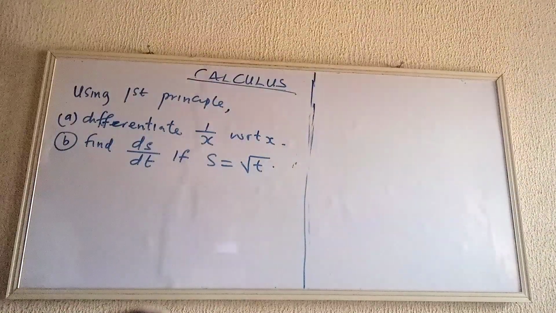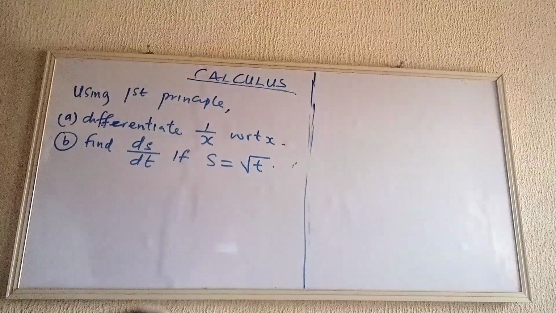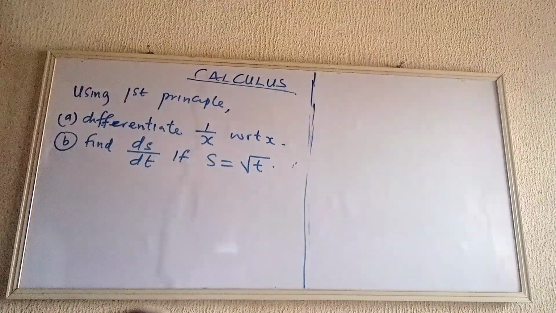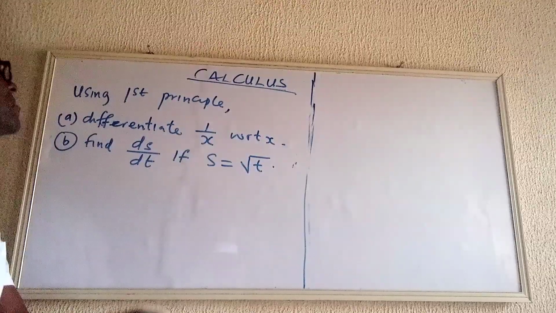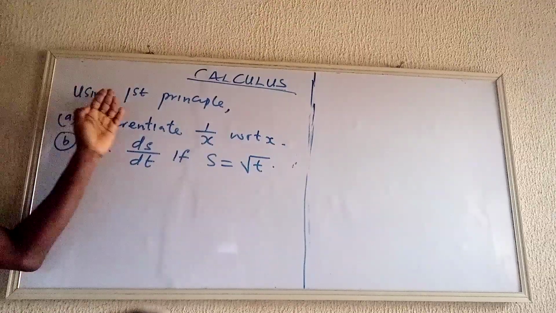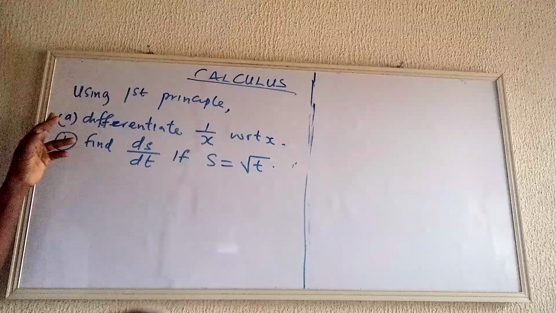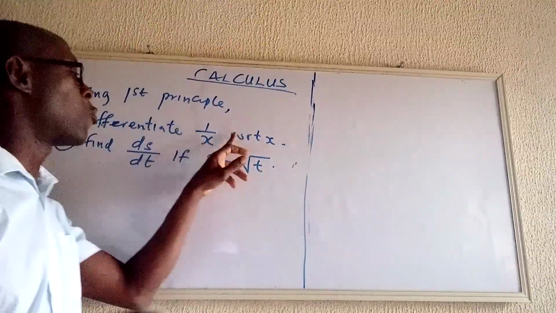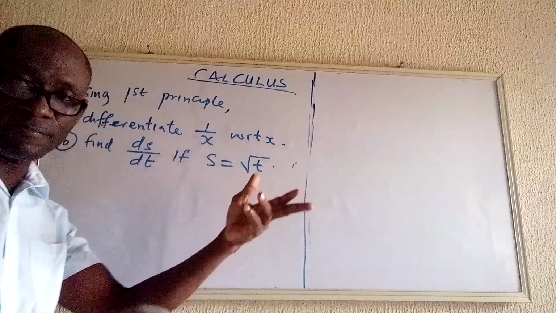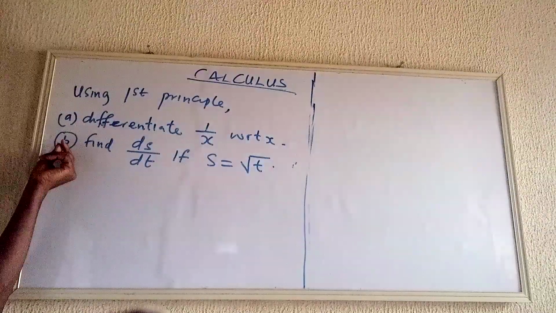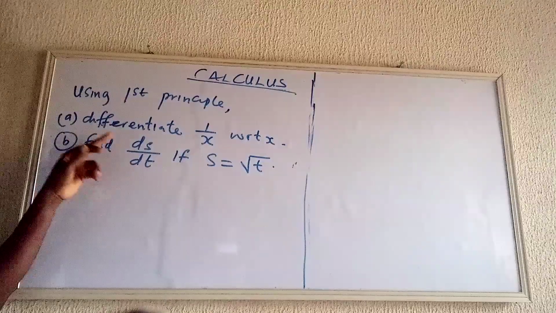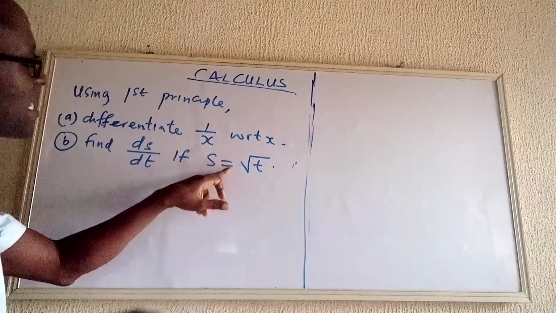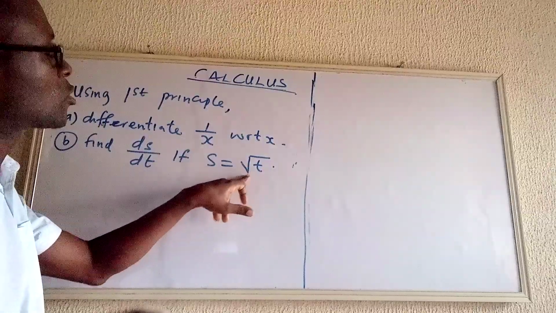This is another question on differentiation using first principle. Using first principle, question A says differentiate 1 over x with respect to x, while B says find ds/dt if s equals the square root of t.